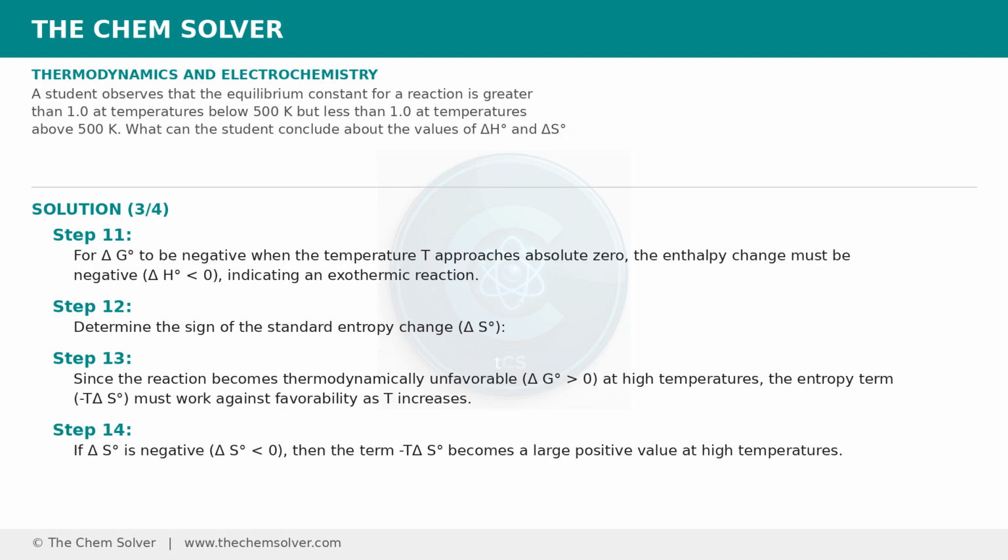Determine the sign of the standard entropy change, delta S degrees. Since the reaction becomes thermodynamically unfavorable, delta G degrees is greater than 0 at high temperatures. The entropy term, T delta S degrees, must work against favorability as T increases. If delta S degrees is negative, delta S degrees less than 0, then the term T delta S degrees becomes a large positive value at high temperatures.